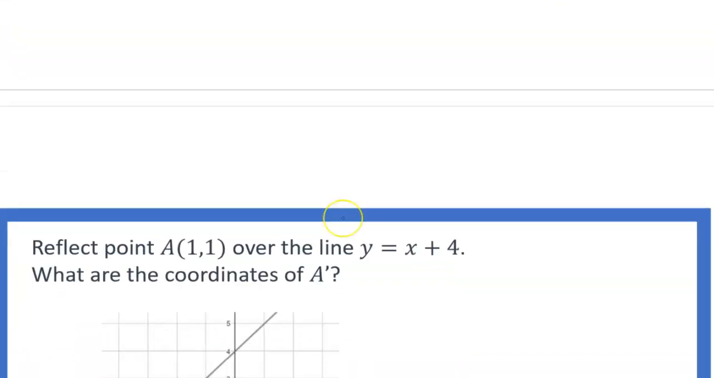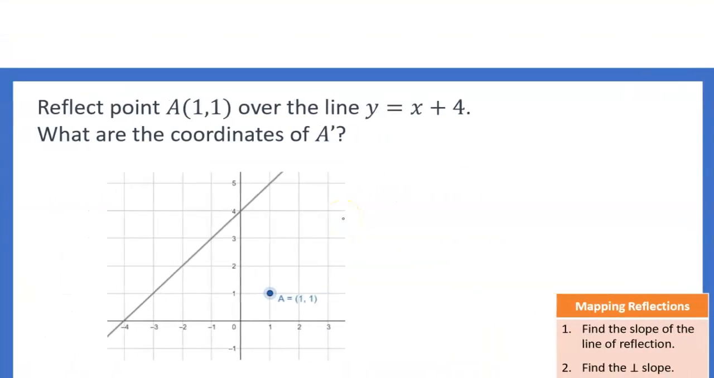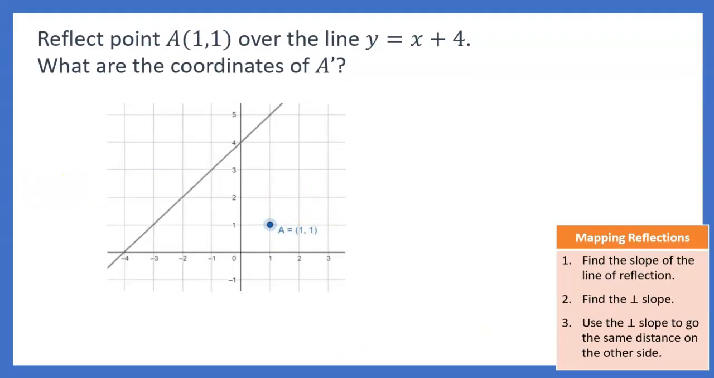So let's see this in action. Let's see how we do this. We're going to reflect point A over the line of reflection. So here's point A over the line. Point A is at 1, 1, and our line here is y equals x plus 4. You can see there's our y-intercept at 4. Our slope is up 1/1, so our slope is 1. You could also see that up here in the equation, there's kind of an invisible 1 in front of the x. That's our m in mx plus b. So that's our step 1 already. Step 1, our slope of the line of reflection is 1.